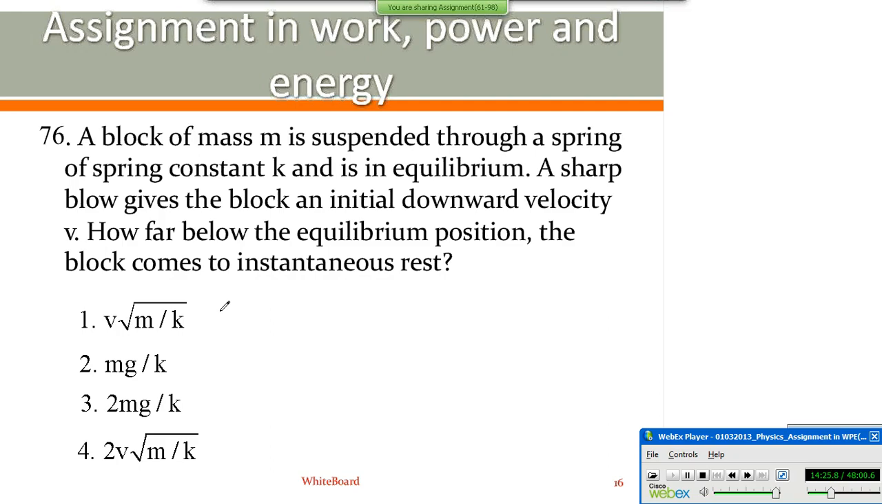A block of mass m is suspended through a spring of spring constant k and is in equilibrium. A sharp blow gives the block an initial downward velocity v. How far below the equilibrium position does the block come to instantaneous rest?